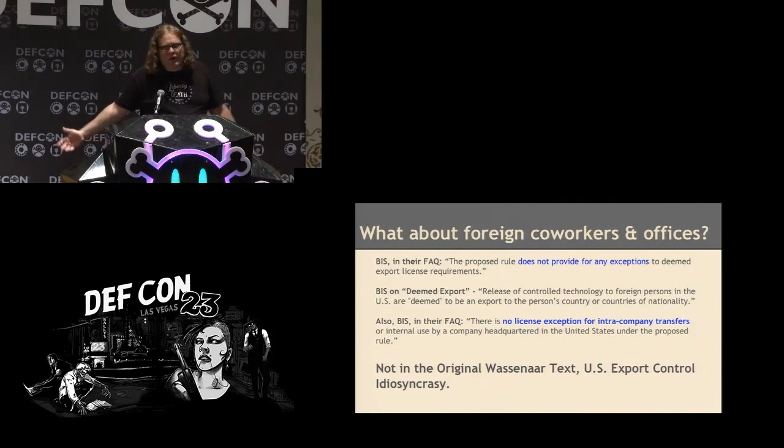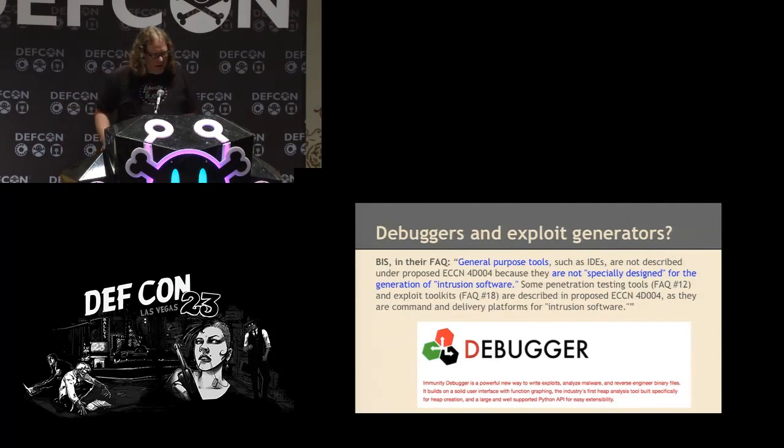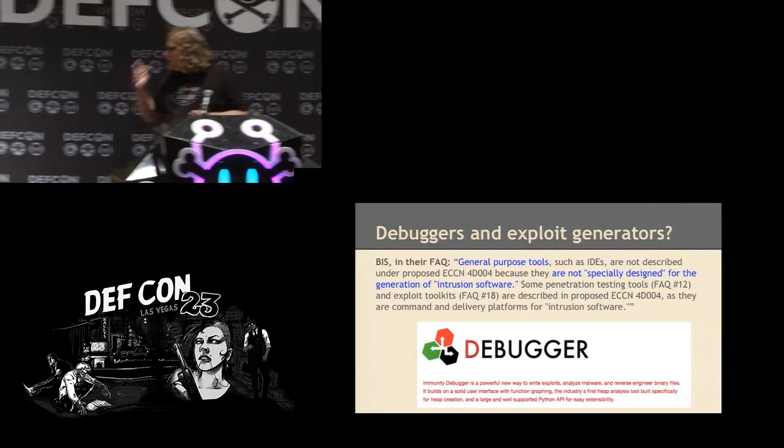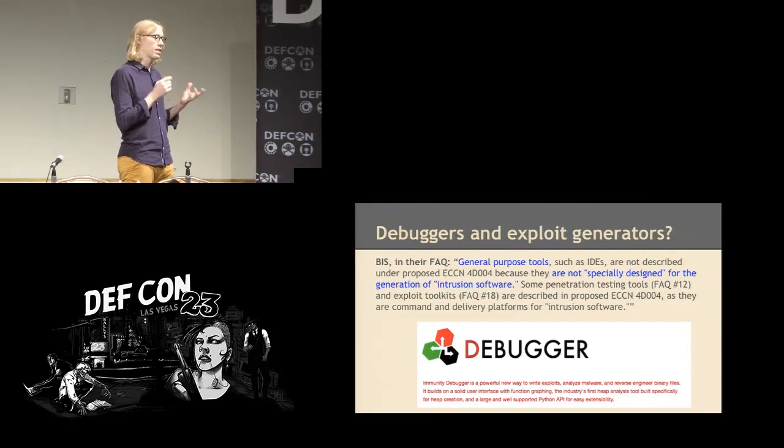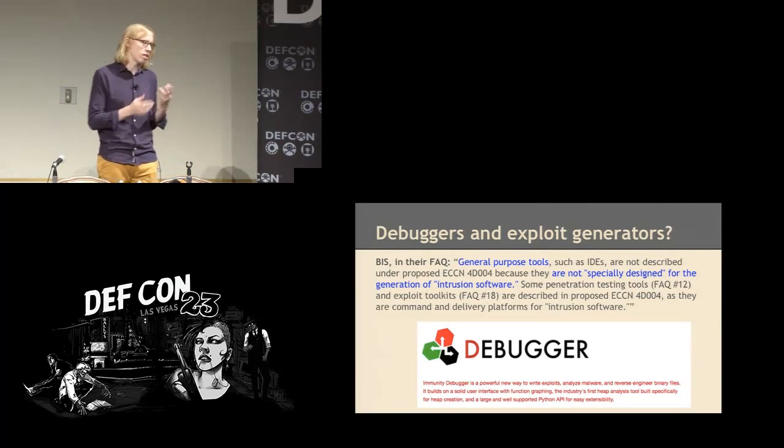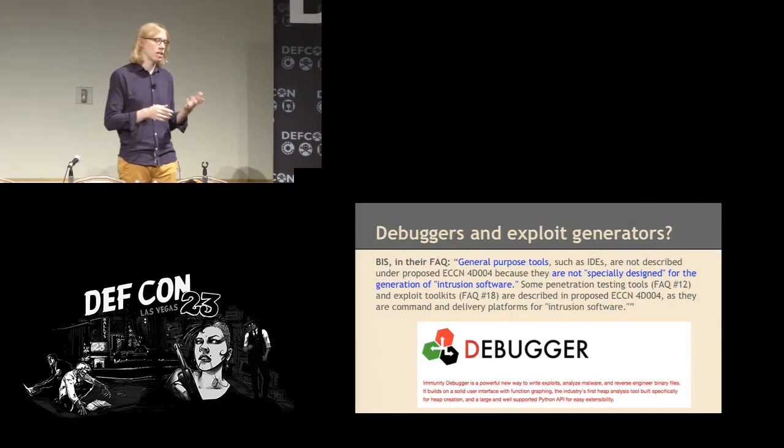If you have foreign coworkers in your office, telling them about exploiting a vulnerability or giving them access to tools like Core Impact may potentially violate these rules because they're foreign nationals, and so it's considered an export. But that's also an idiosyncrasy of the U.S. regime. This notion of deemed exports is something that only exists in the U.S. And that's one of the things that I think people have run into that they didn't necessarily understand.